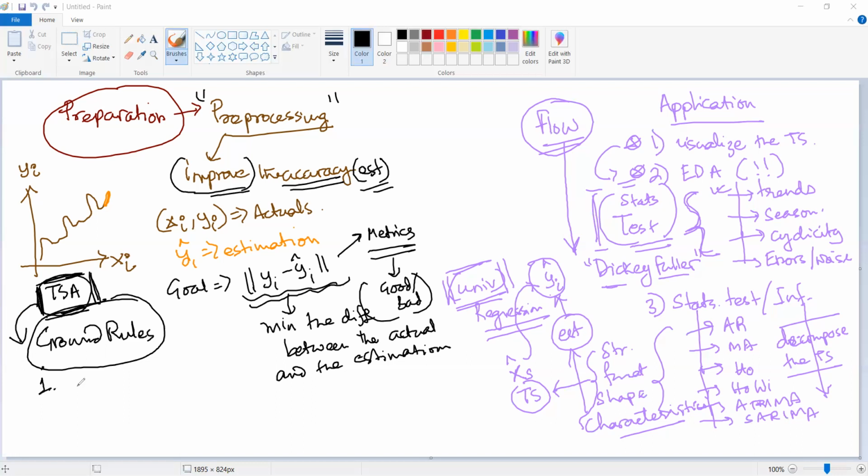Ground rule number one: the data has to be ordered. We have already seen this. The data has to be ordered. That's why, no gaps. Please don't tell me you have gaps in the data. If you have gaps in the data, you have serious bad luck. There are other ways to handle this.